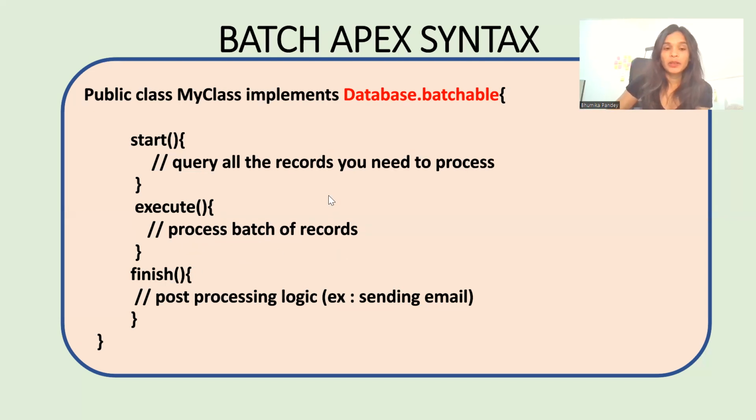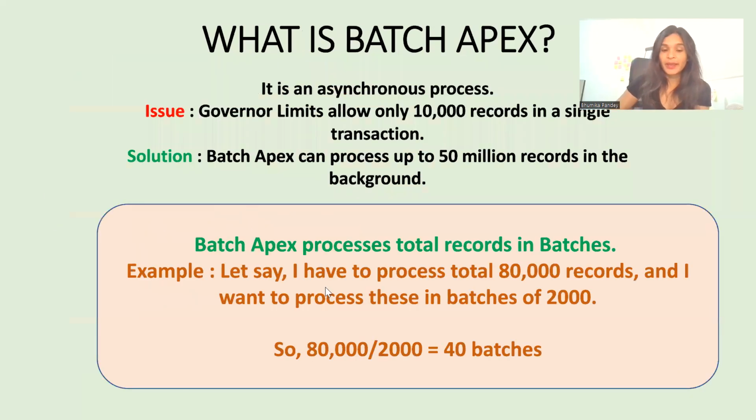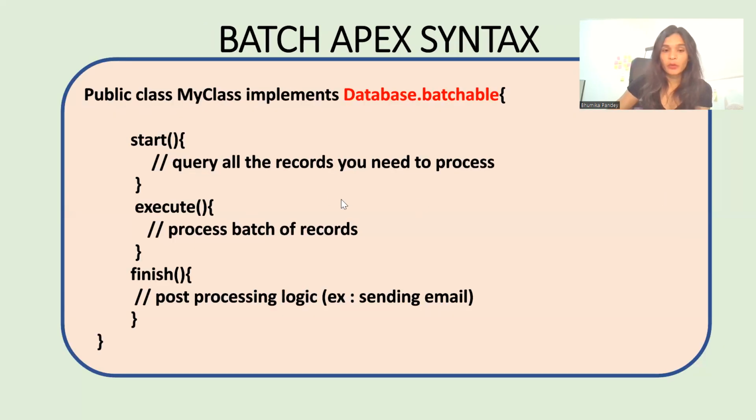Okay, now let's go through each method here and take the same example of what I would be doing. Let's say there are 80,000 accounts. The first thing I am going to do is write a query here. There's one more thing you have to keep in mind: the normal SQL query that you write, select ID from account or whatever, and then you collect that in the list of account.